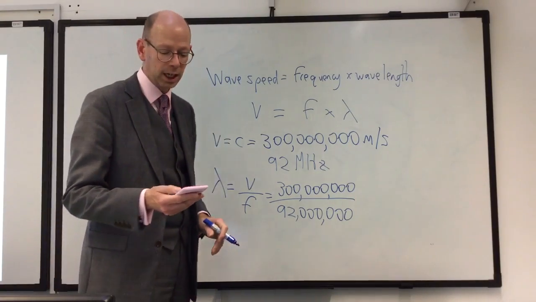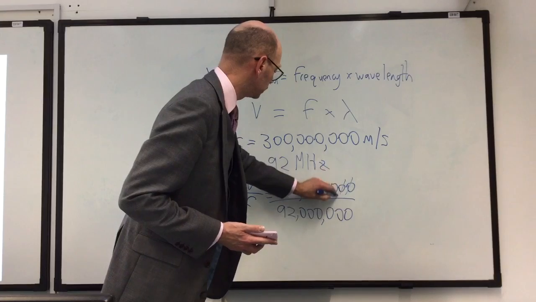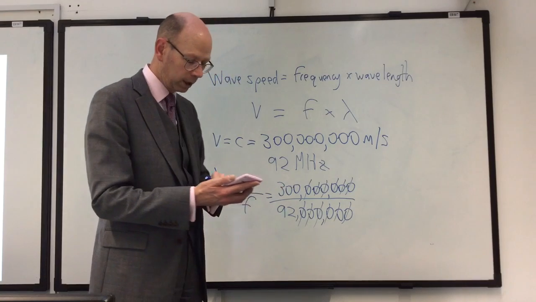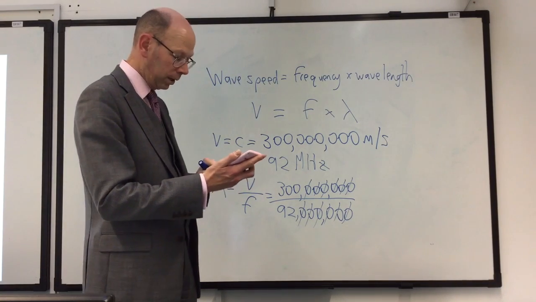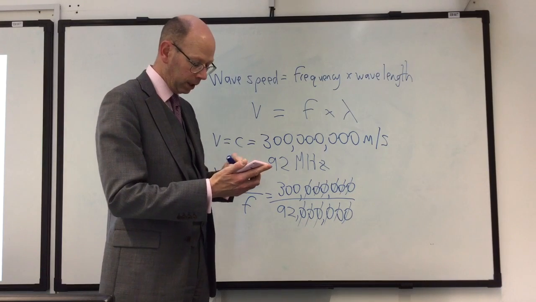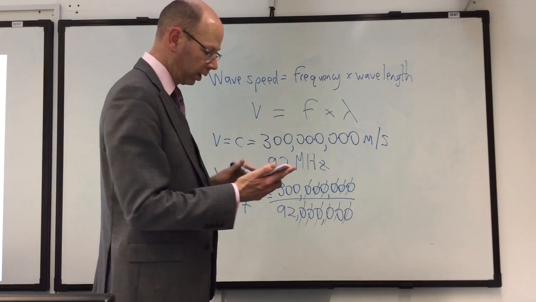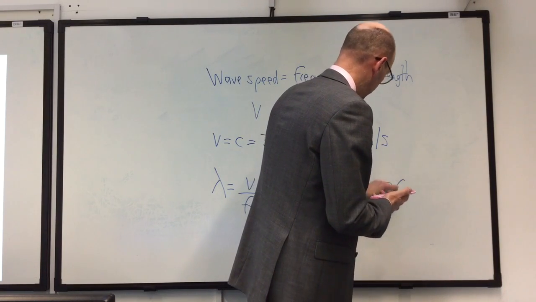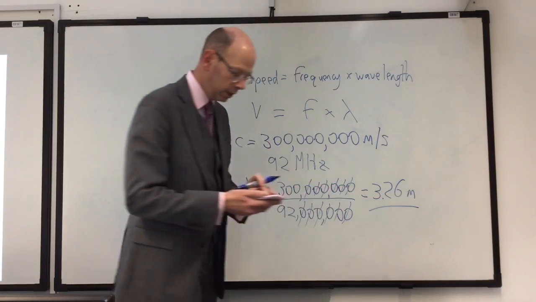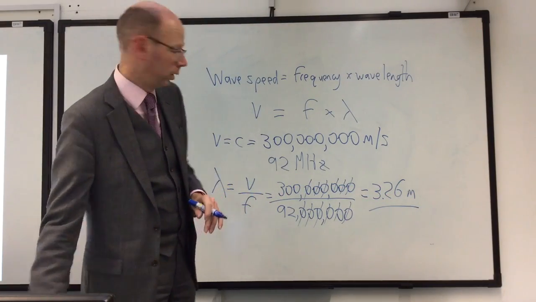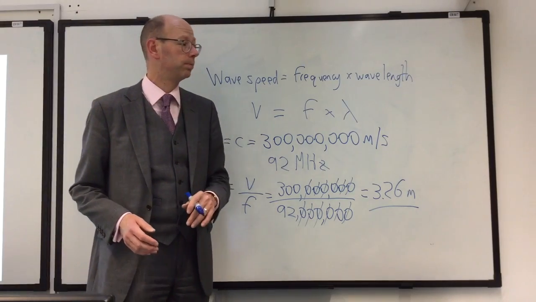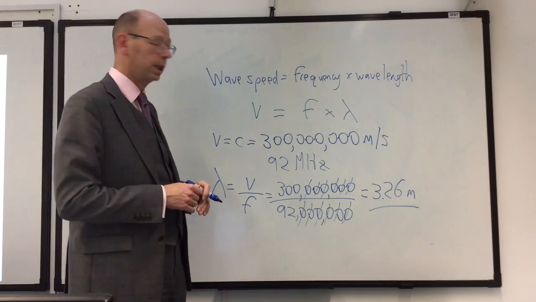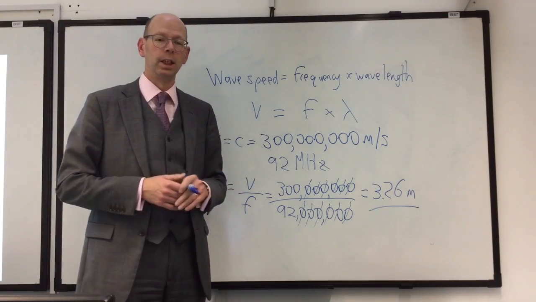We could put all that into our calculator, or we could do a bit of cancellation. 1, 2, 3, 4, 5, 6. So we're going to end up with 300 divided by 92. And that's going to give us a value of 3.26 meters. Okay, so each Radio 4 radio wave is about 3¼ meters long, about half the length of this classroom. So there's only 2 of those waves going across this whole classroom. Okay, so that's the wave equation.